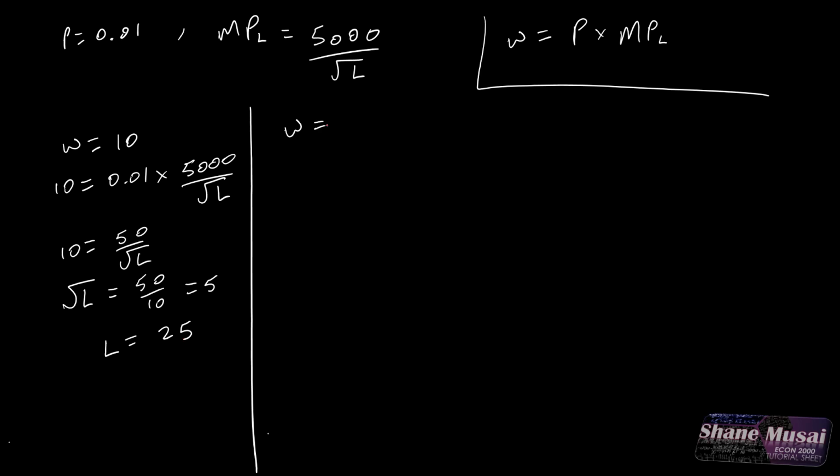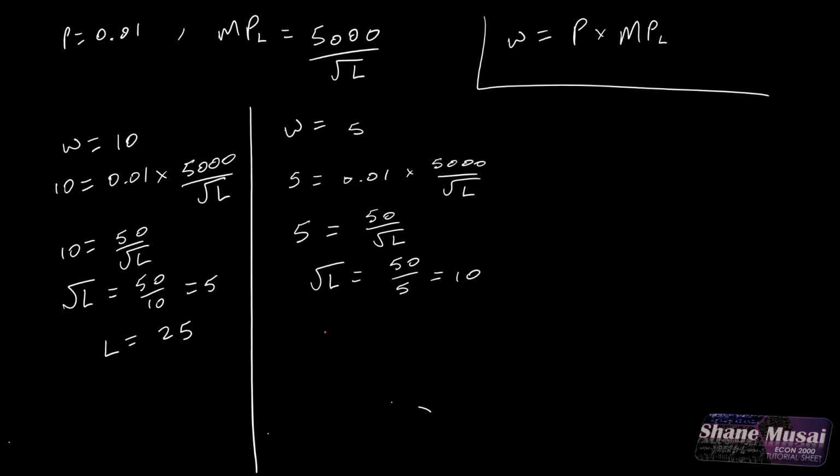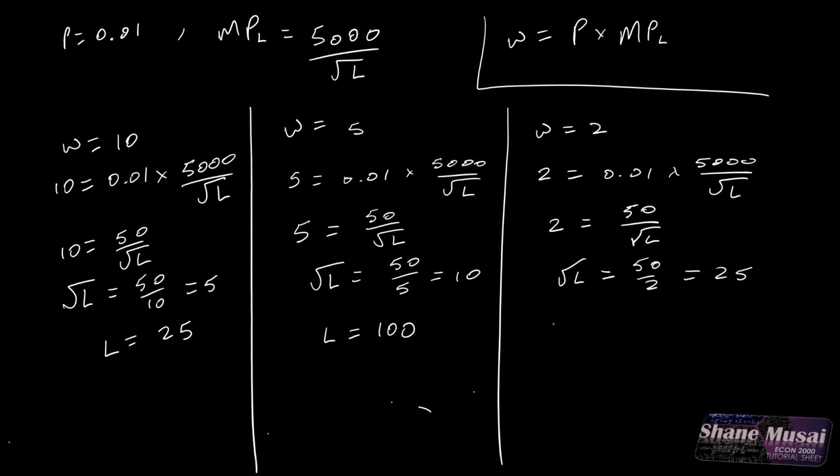Now let's see the case when the wage is equal to $5. Now we have 5 is equal to 0.01 times 5,000 divided by the square root of L. Therefore 5 is equal to 50 over the square root of L. So the square root of L is equal to 50 divided by 5, which is just equal to 10. Therefore L, so you square both sides, would be 100. And the last case, when the wage is equal to $2, it's the same thing. You square both sides, and you would have that L is equal to 625.